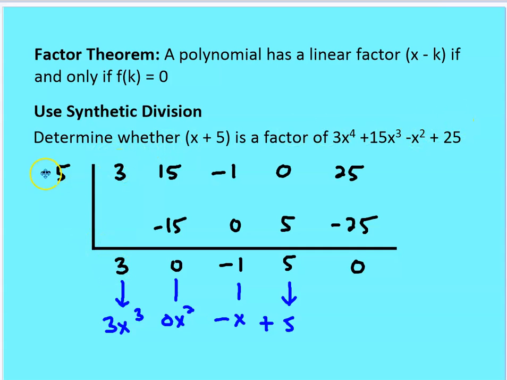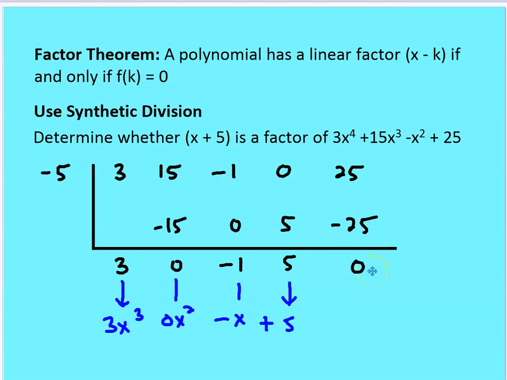I'm going to drop this 3 down, multiply by negative 5, negative 15, add together, 0. Negative 5 times 0 is 0, negative 1 is -5. -5 times -1 is 5. 0 plus 5 is 5. Times -5 is -25. And as we go through the system, we do end up with 0 as the end.